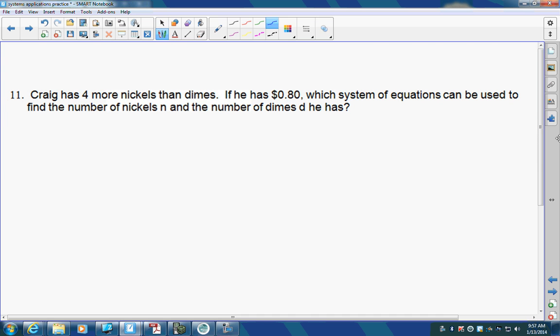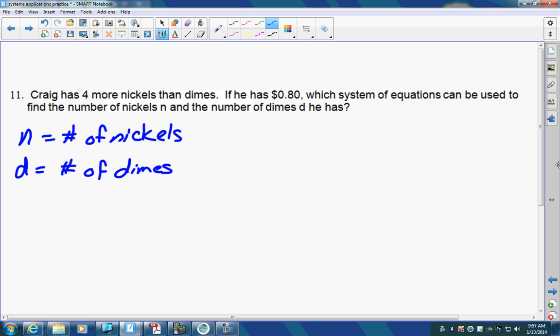All right. Craig has 4 more nickels than dimes. If he has 80 cents, which system of equations can be used to find the number of nickels and dimes? Okay, so all we're going to do on this one, we're not going to solve it. We're just going to write it. I'm going to write N equals the number of nickels and D equals the number of dimes. How do you represent nickels as a decimal?